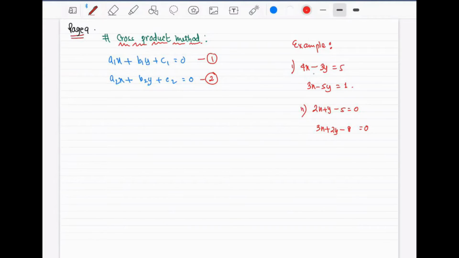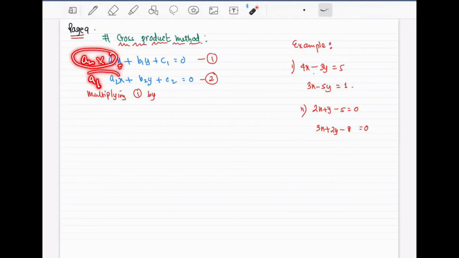So let's multiply equation 1 by, let's say, a2. I want to do a little bit of the elimination method. So how to do the elimination method? Remember, you have to make the coefficient of either x or y the same. Let's say I want to make the coefficient of x the same. Here is a1, here is a2. How to make them the same? You have to multiply here by a2, and you have to multiply here by a1. That way, the coefficient of x will be a1 a2 here, and the same here also.